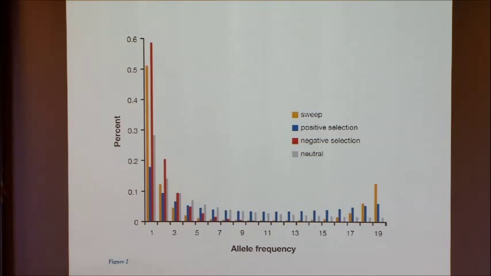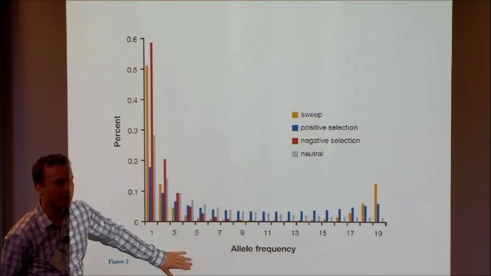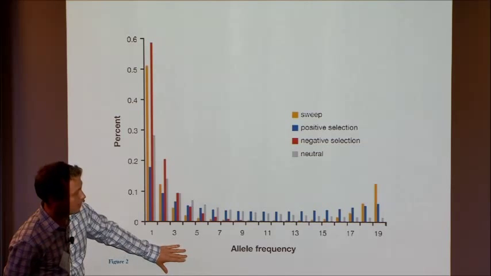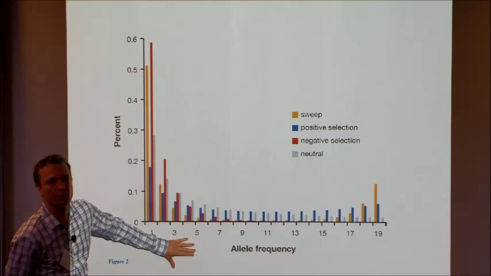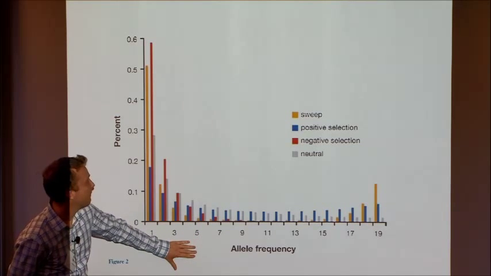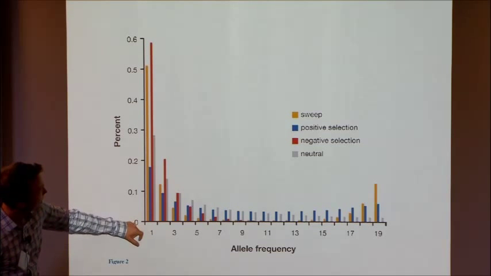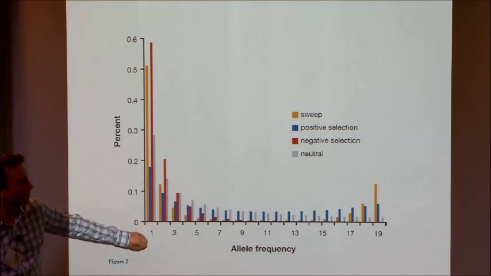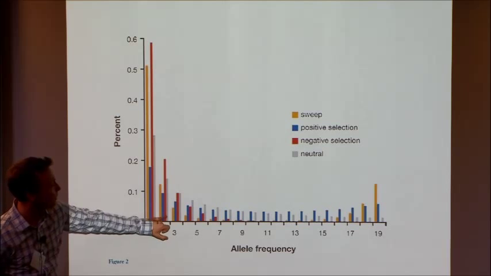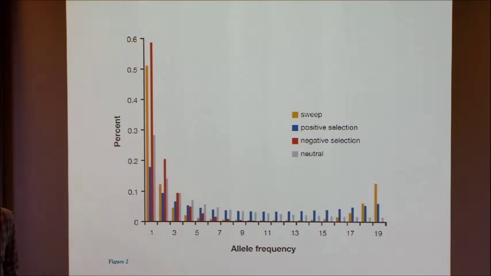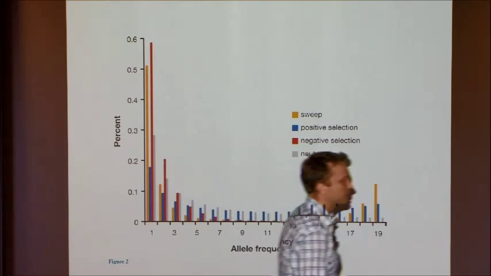Just to make sure everybody understands what we're looking at here, it's a sampling distribution where you imagine you're taking a sample of 20 chromosomes, so if you're diploid, 10 individuals, and then you look at the proportion of mutations in the sample where the derived allele is segregating at a frequency of 1 out of 20, 2 out of 20, 3 out of 20, and so on. Okay, so we can derive these distributions.